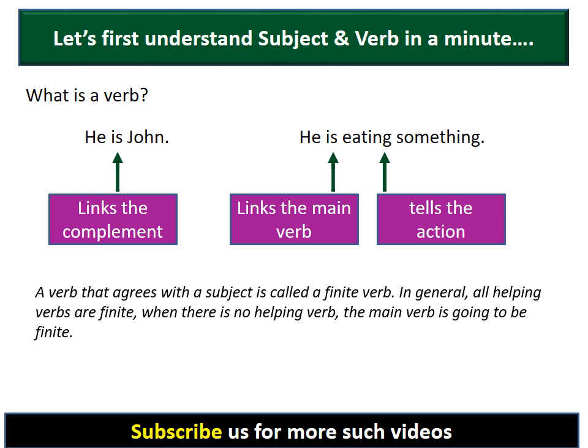In the first sentence, if you see, is the finite verb. In the second sentence, again, is finite. In first sentence, there is no second option. Therefore, there is only one finite verb. But in this second one, if you see, there are two verbs. Eating will be non-finite verb.